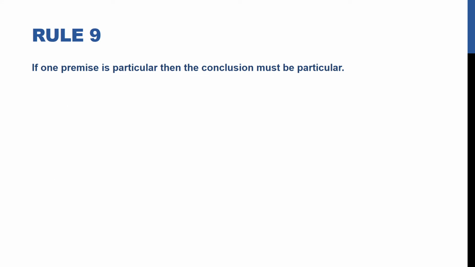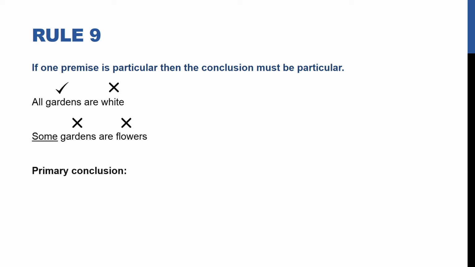Rule 9 states that if one premise is particular, then the conclusion must be particular. Example, all gardens are white, some gardens are flowers. The primary conclusion is some white are flowers. Now what will happen otherwise? Well, then a term that is not distributed in the premise will get distributed in the conclusion.